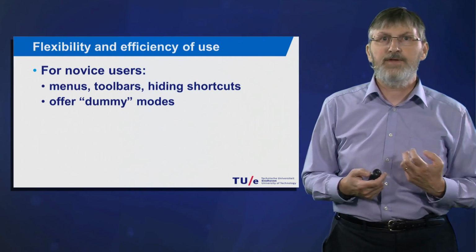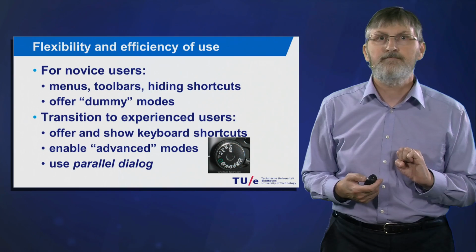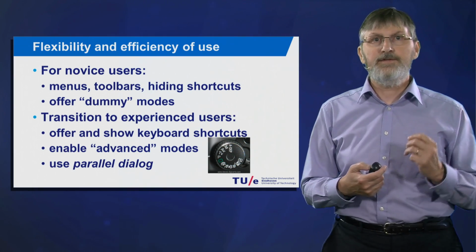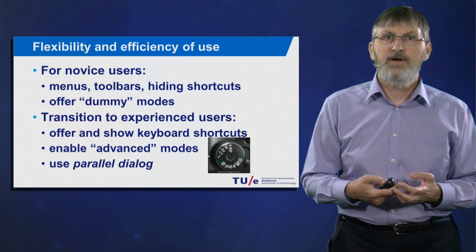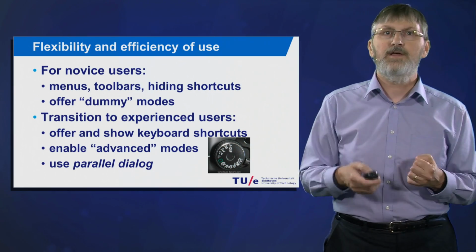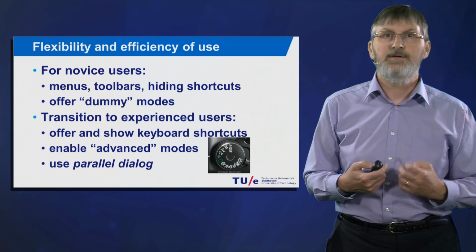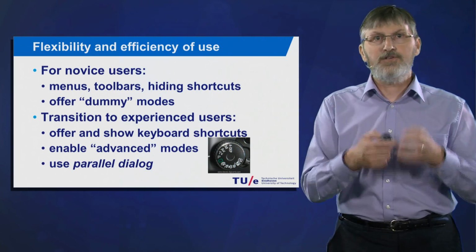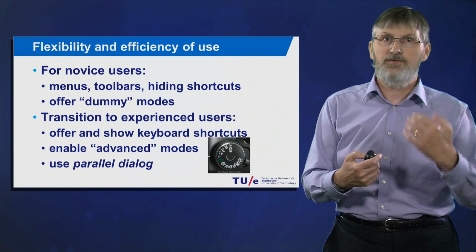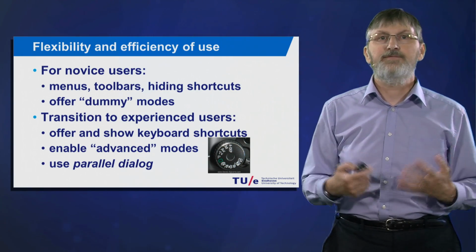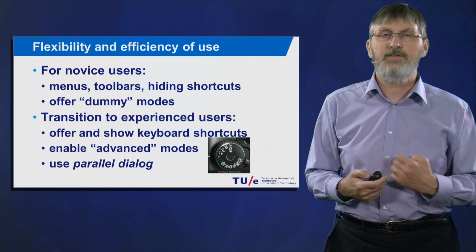Offering dummy modes often helps, where complex and the most efficient ways of using tools are hidden. This transition we see, for instance, in a camera interface, where there are dummy modes, typically called the scene modes, and there are advanced modes that let you control shutter speed and aperture directly. Also, whenever possible, use parallel dialogue to offer the option to use menus or keyboard, to have dialog boxes that are non-modal so they can be used in parallel with the main interface.